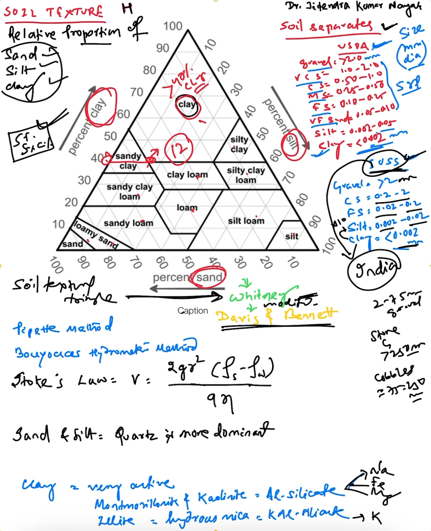So basically you should find out the percentage of sand, percentage of silt and percentage of clay. If we call a soil clay, then its clay content should be more than 40%.